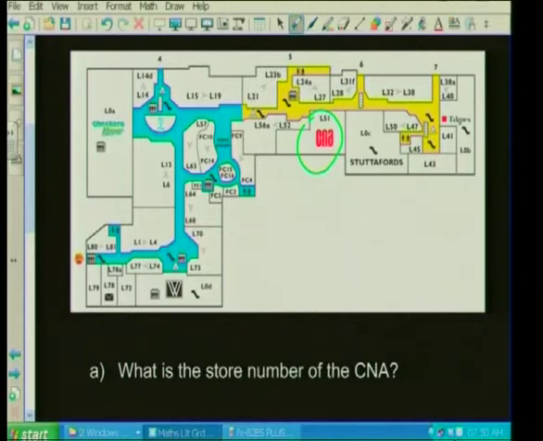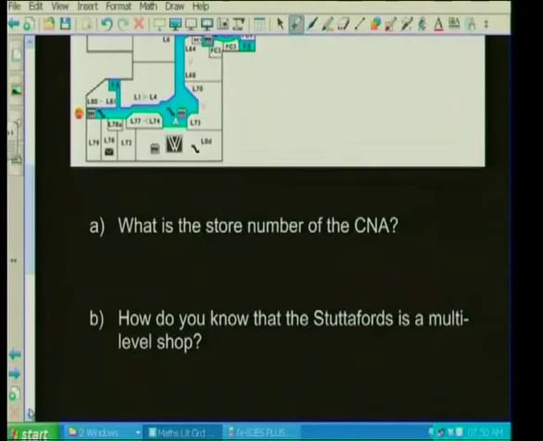And all through this diagram, you can see there are many store numbers. They've labeled them with a letter and then a number. And all you have to do is write that answer on your sheet. So let's do that. We're going to write L51 for the C&A store.